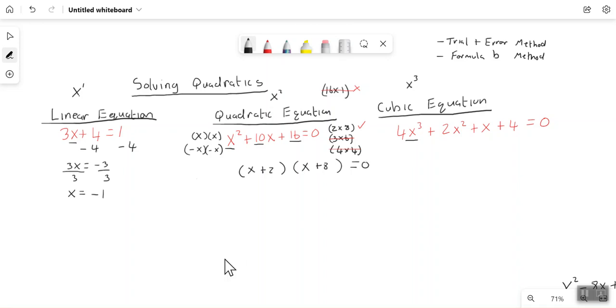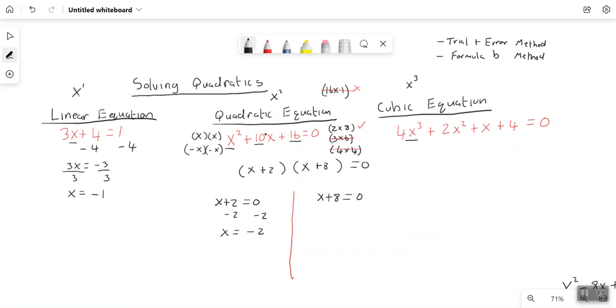So what we're trying to do now is solve and find out the value for x. In order to solve, what we do is we let each of the factor pairs be equal to 0. So for example, I say x plus 2 is equal to 0, and then I say x plus 8 is equal to 0. And now I can solve for x, so I can get x on its own. So I have the minus 2 here, and that will leave me with x is equal to minus 2. Okay, so that's the first value for x.